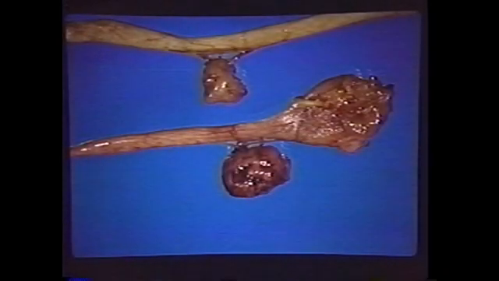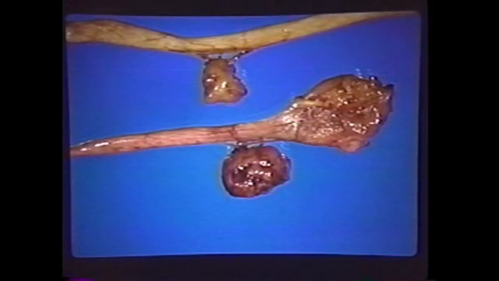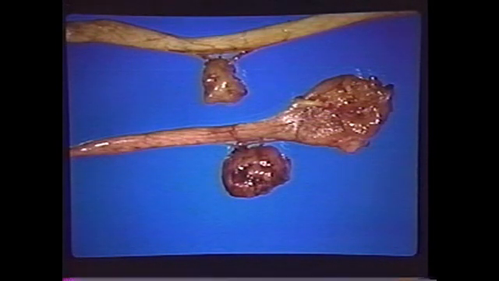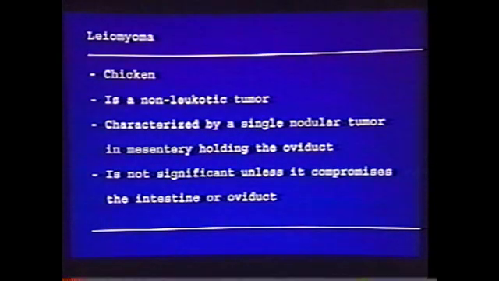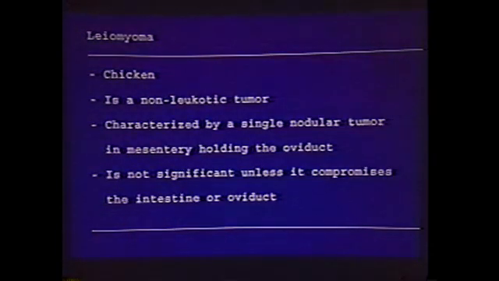This is the oviduct from a chicken, and you can see this mass is attached to the mesentery of the oviduct. This is leiomyoma. It has no great significance unless the neck of that tissue becomes so pedunculated, so long, and starts to wrap around the oviduct or the intestine, and that's when it is going to compromise these tissues. Otherwise, it has no significance.